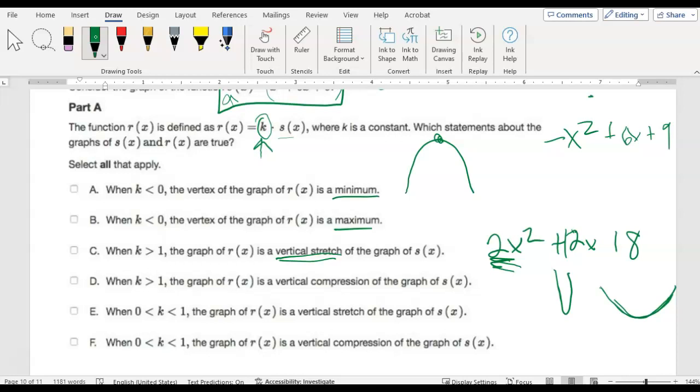When 0 is less than k is less than 1, meaning a fraction or a decimal between 0 and 1, the graph of r of x is a vertical stretch of the graph, or is it vertical compression? So this is the opposite, right? If it is 1/2 x squared plus 3x plus 4.5, then this 1/2 means that we have the vertical compression. It's flattening it out because it's not increasing as quickly.